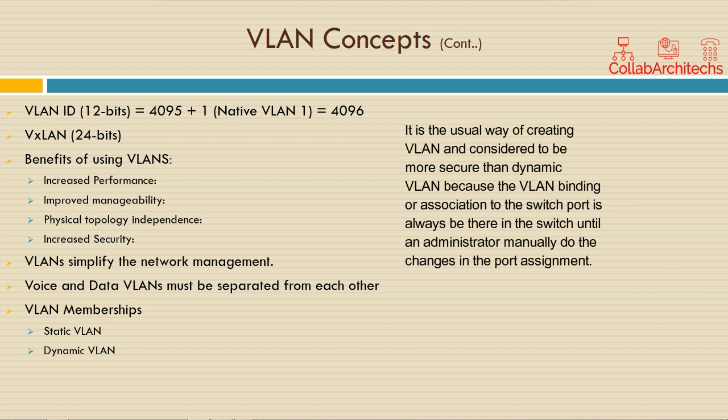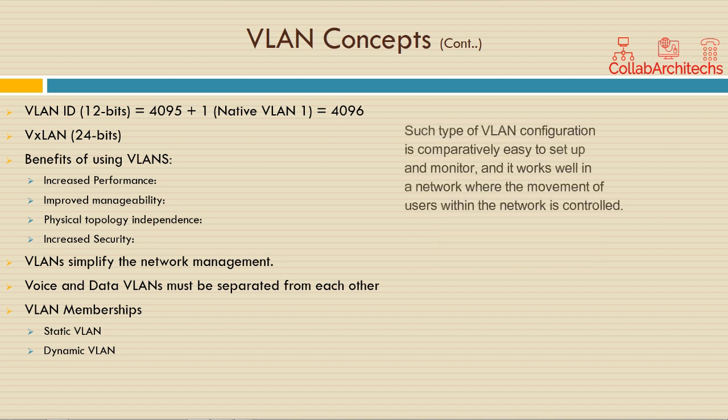It is the usual way of creating VLANs and is considered to be more secure than dynamic VLAN because the VLAN binding or association to the switch port is always there in the switch until an administrator manually makes changes in the port assignment. Such a type of VLAN configuration is comparatively easy to set up and monitor, and it works well in a network where the movement of users within the network is controlled.